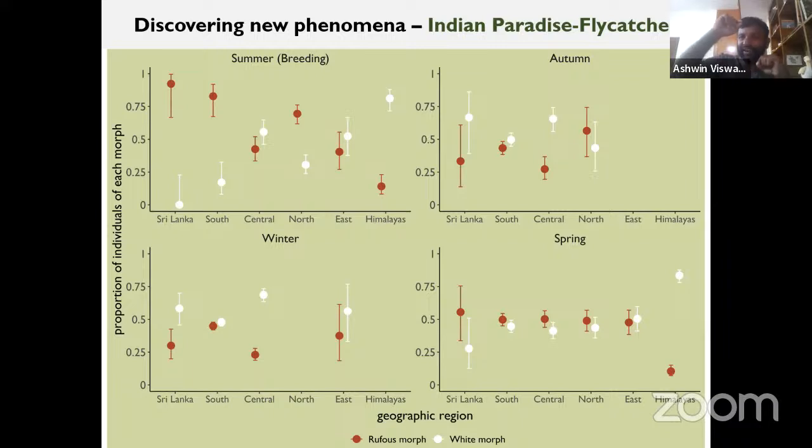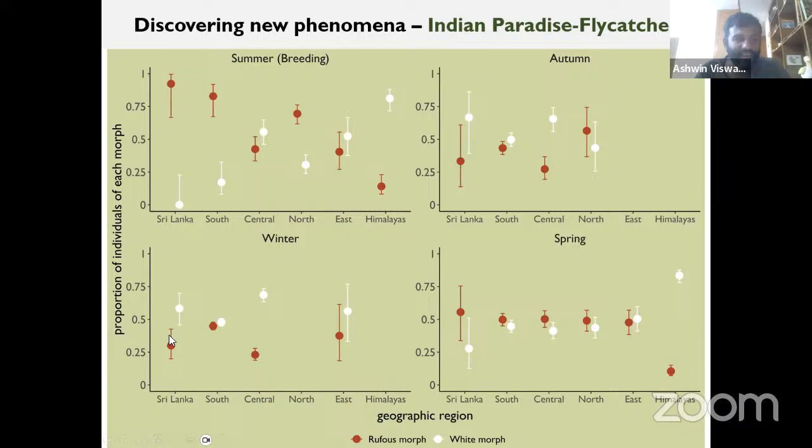And the lines and whiskers, as it's called, these represent uncertainty. So uncertainty is a function of how much data there is. If there are thousands and thousands of photos from Sri Lanka in summer, then this uncertainty will shrink. So uncertainty is a very important part of science. So actually Sri Lanka did not have so much data. So you see that we can say with confidence that it is between around 70% and 100%. Between 70 and 100% of paradise flycatchers were rufous morph. Is that clear? In Sri Lanka in summer.